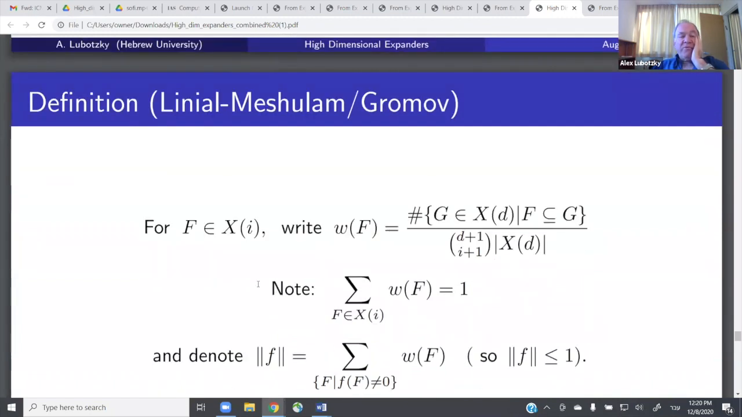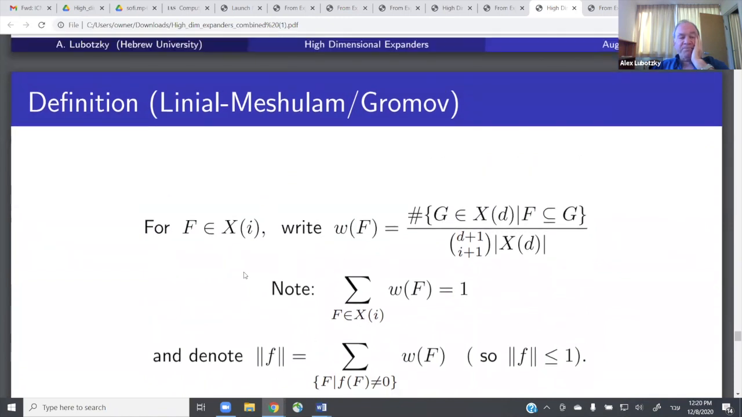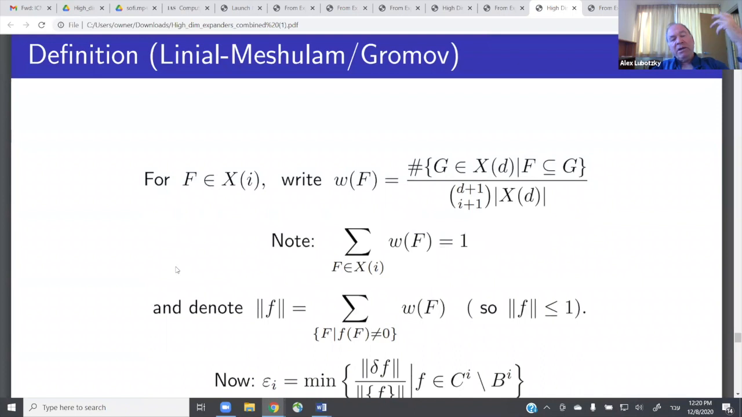Now I'm going to define co-boundary expansion. And this, as I told you, was defined in a slightly different way by Linial and Meshulam and by Gromov, but essentially this is the definition by both of them. And as I said, it's not clear when you look at it the first time why, and then it takes time to realize that this is an extremely important notion.